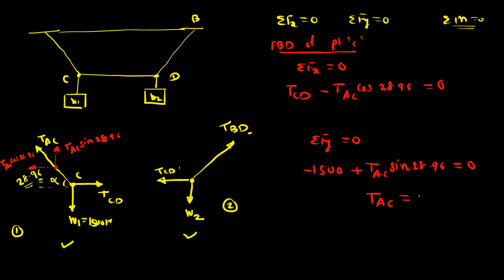So the tension AC is equal to 3097.9 Newton. Check this answer, then put this value in the equation and get the value of tension CD. So tension CD is equal to 2710.5 Newton. Once we get the value of tension CD, which is a common value for points C and D, then solve the free body diagram for point D.